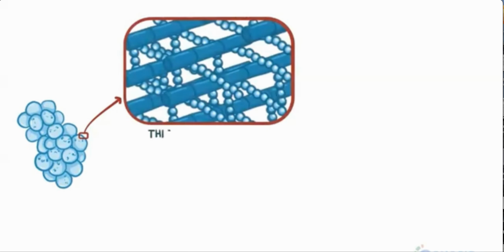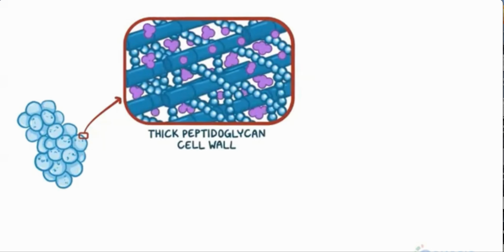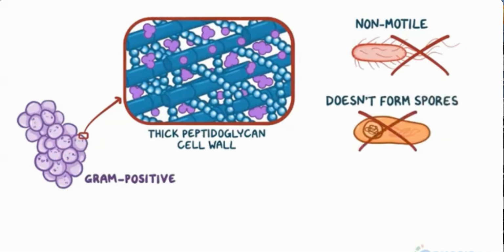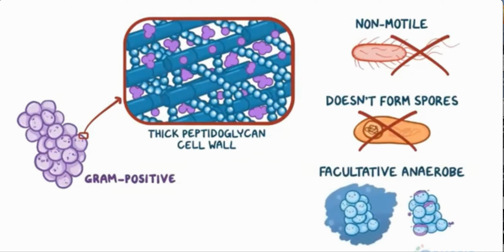Now, let's start with a little bit of microbe anatomy and physiology. Staph epidermidis has a thick peptidoglycan cell wall, which takes in purple dye when gram-stained. So, this is a gram-positive bacteria. It's non-motile and doesn't form spores. And also, it's a facultative anaerobe, meaning that it can survive in both aerobic and anaerobic environments.